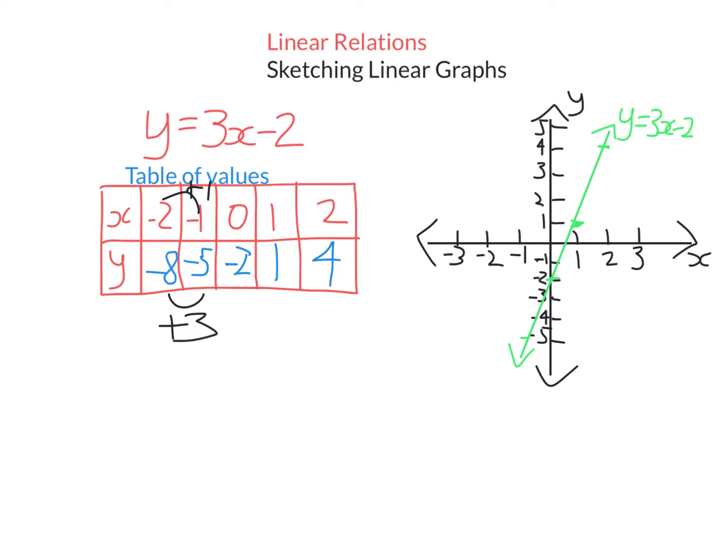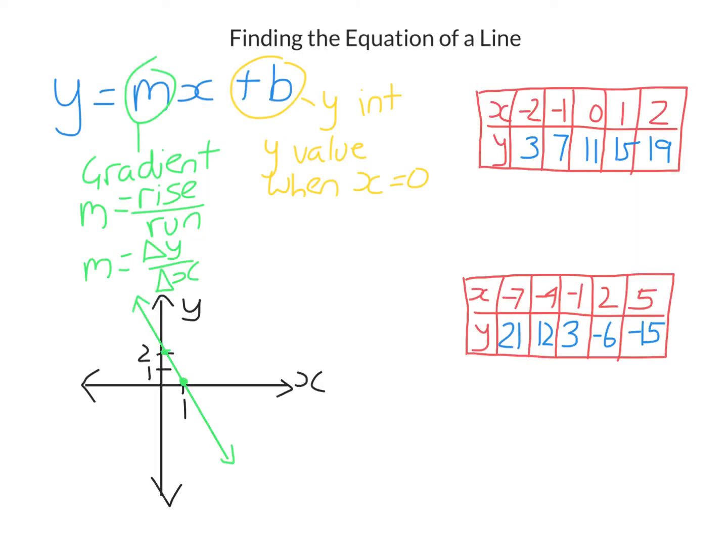All right, let's now look at doing the opposite of this. So here we're doing the opposite, because on the previous slide, I gave you the equation and you turned it into a table of values or a graph. Now, I'm going to give you a table of values or a graph to start with, and you have to find the resulting equation. So how do we actually do that?